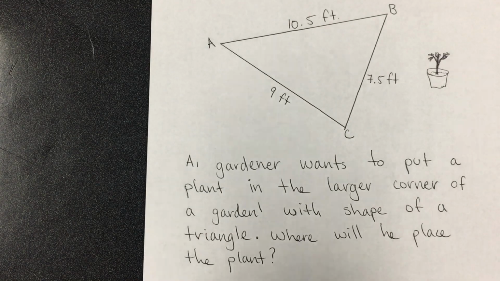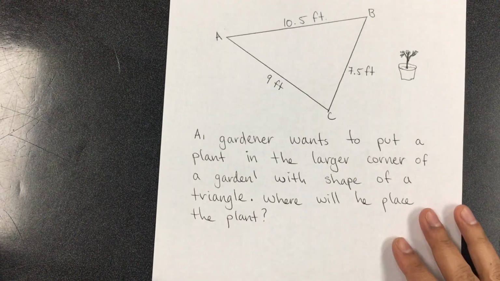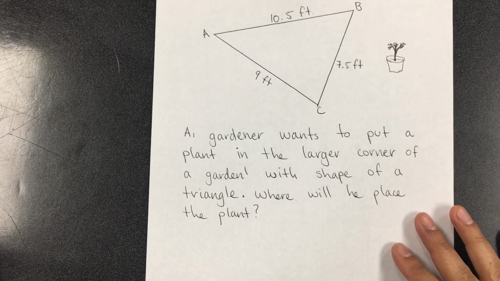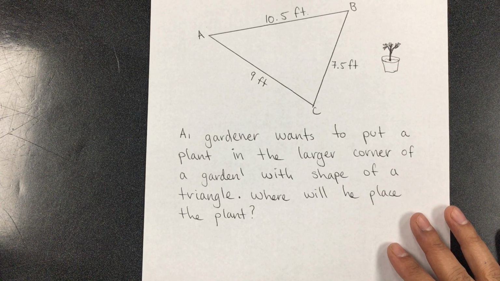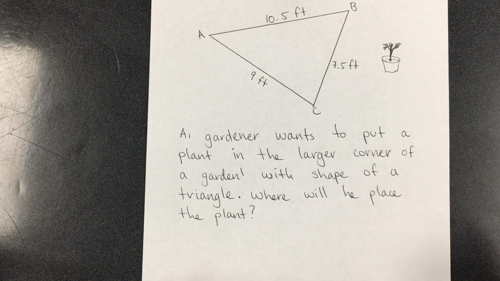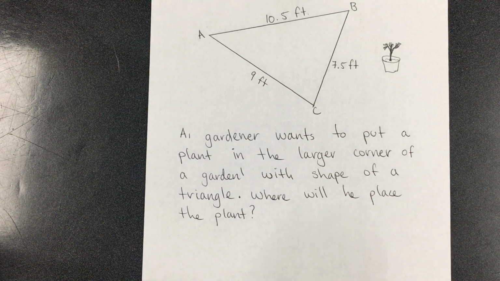Okay, let me see if I can fit this exercise. For this one it says, a gardener wants to put a plant in the larger corner of a garden with the shape of a triangle. Where will he place the plant? So there it is, the plant, ready to be placed somewhere in there.